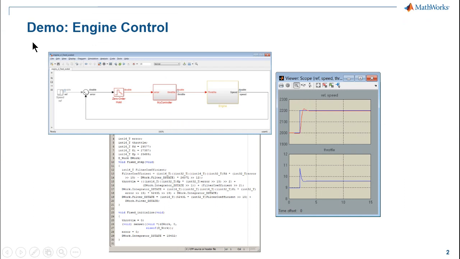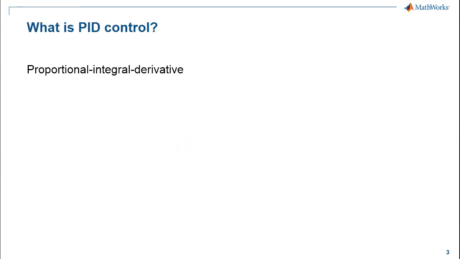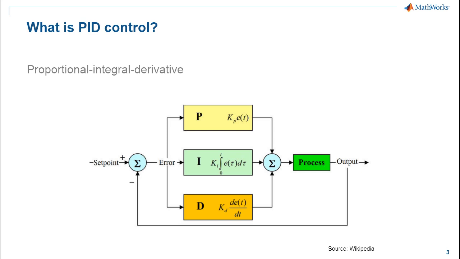Now that we've seen the final product, let's step back and do a little primer on PID control. PID stands for Proportional Integral Derivative. Here's a picture of PID controller from Wikipedia. The green box here represents the process that we're trying to control. It could be the engine, it could be a chemical process or something else.